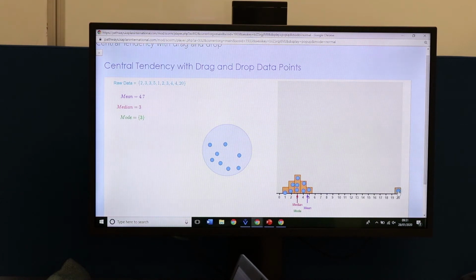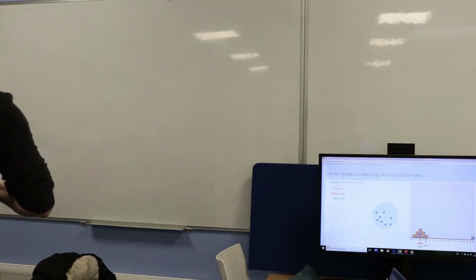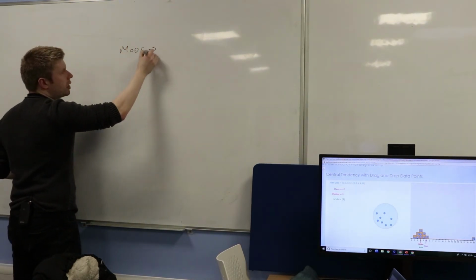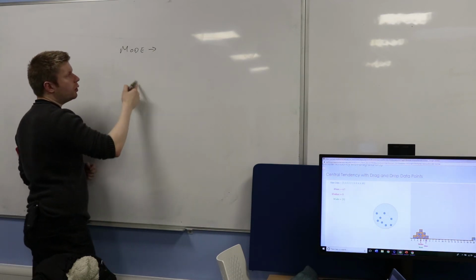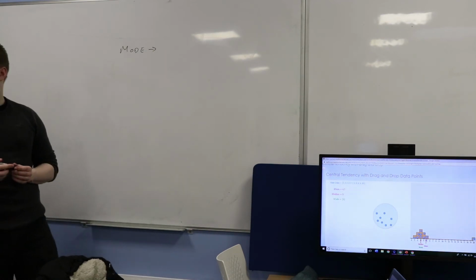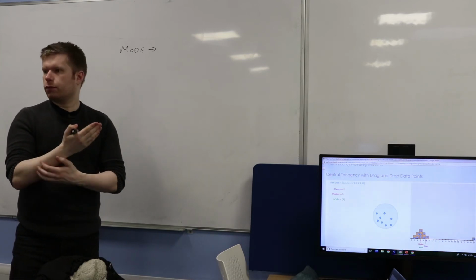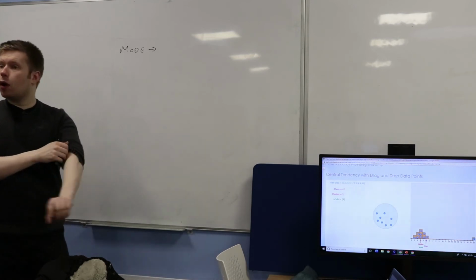Are you happy with when you might want to use mean, median versus mode? So just to recap, let me just write it on the board. In order for the mode to be a good measure of central tendency, what property do we need in our data set? Yeah, exactly. We only want one mode.